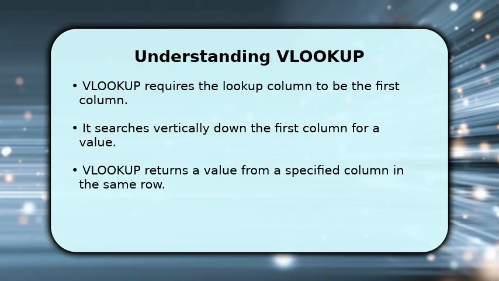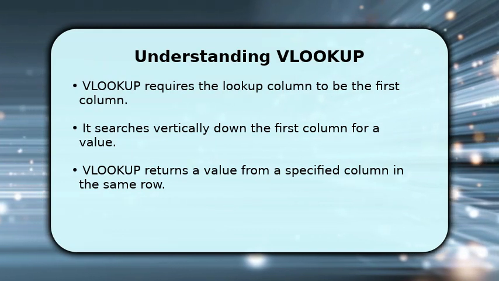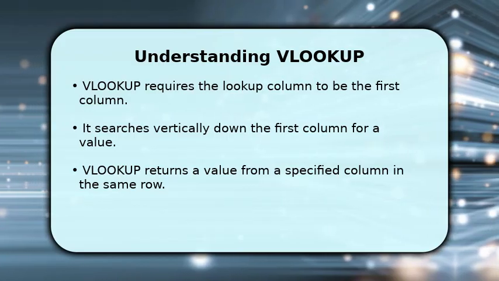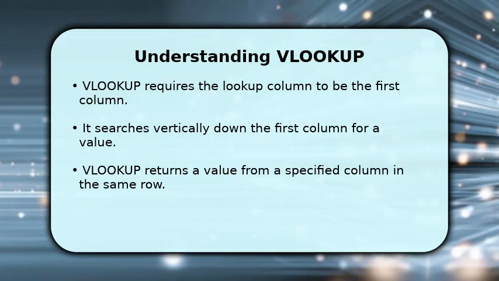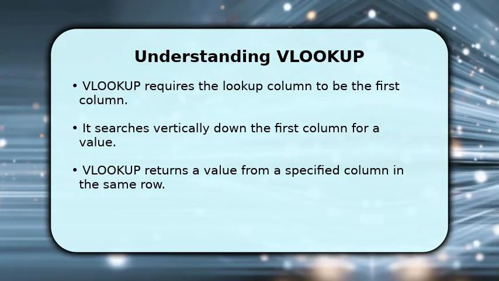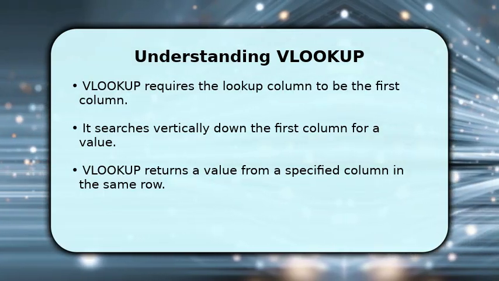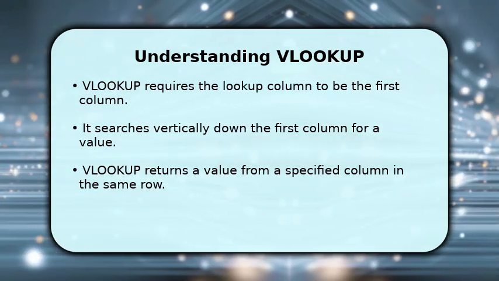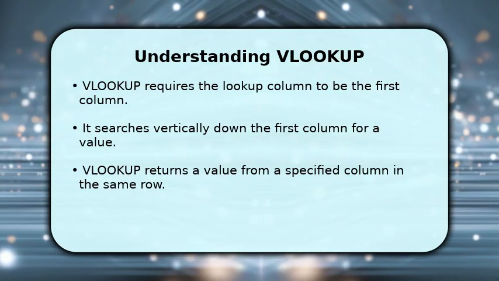VLOOKUP is a straightforward function designed for vertical lookups. You provide a lookup value, specify the table array, indicate the column number from which to return a value, and choose an exact or approximate match. Its main limitation is that the lookup value must always be in the first column of your selected table, and it can only look to the right for results.